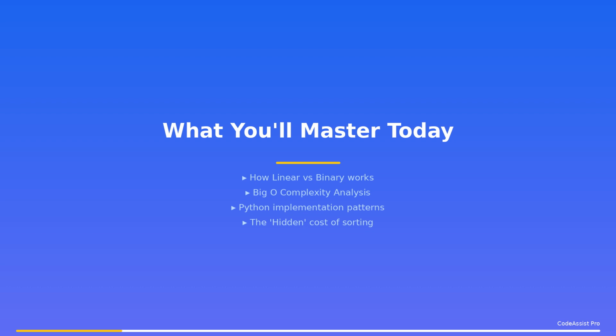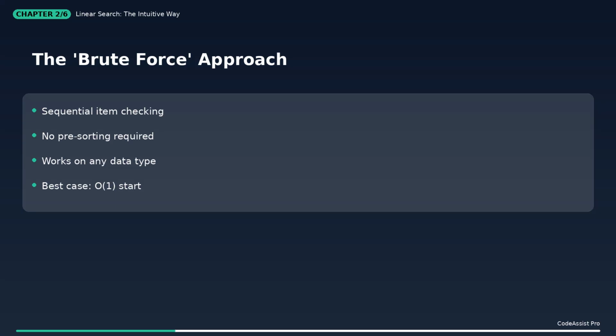Linear search is exactly what it sounds like, checking every single item one by one. It's like looking for a specific photo in a physical stack. It's simple, it's reliable, and it doesn't care if your data is a mess. But as the stack grows, the frustration begins.